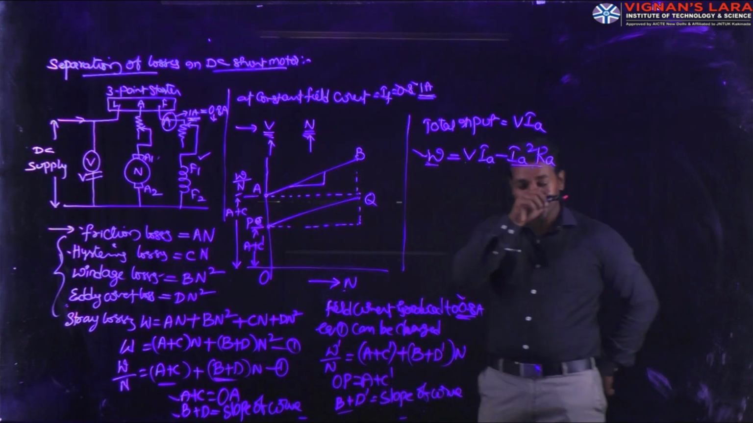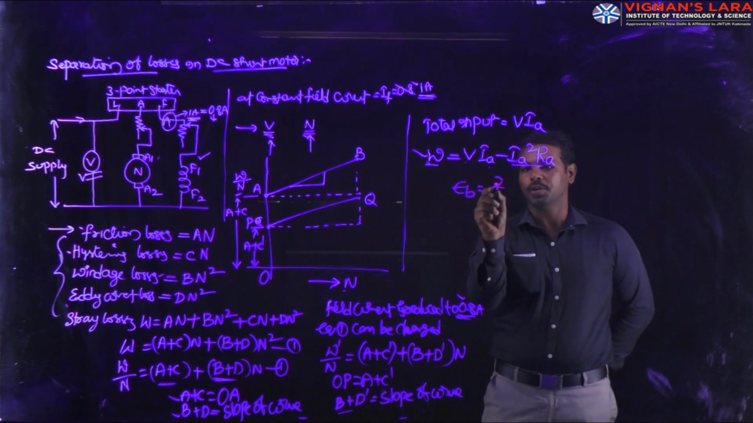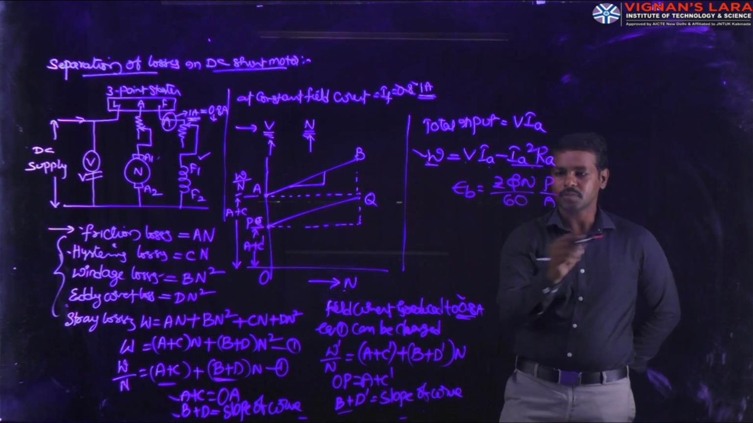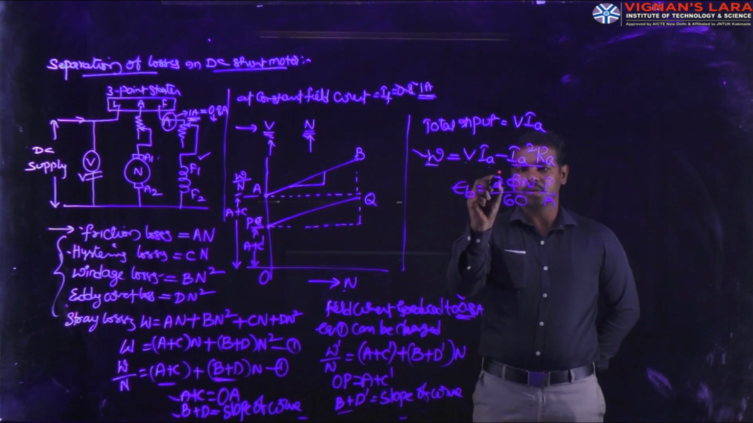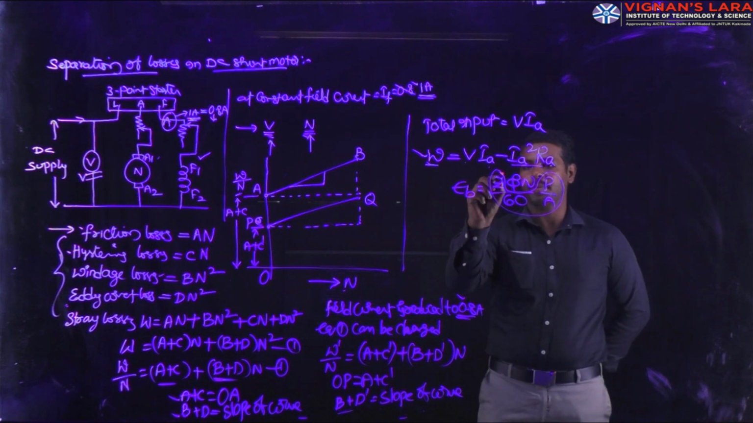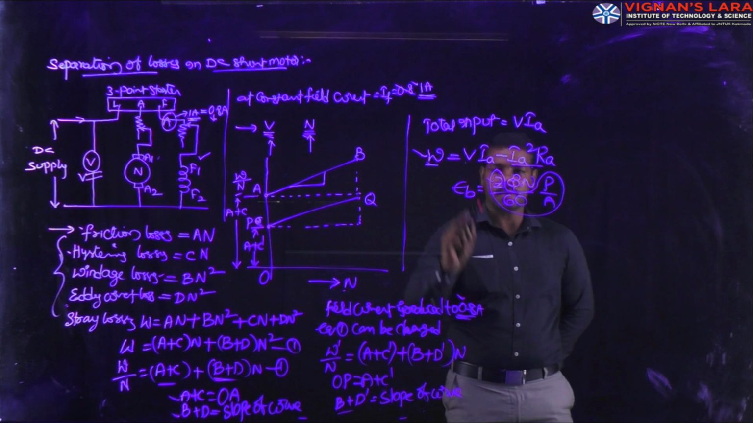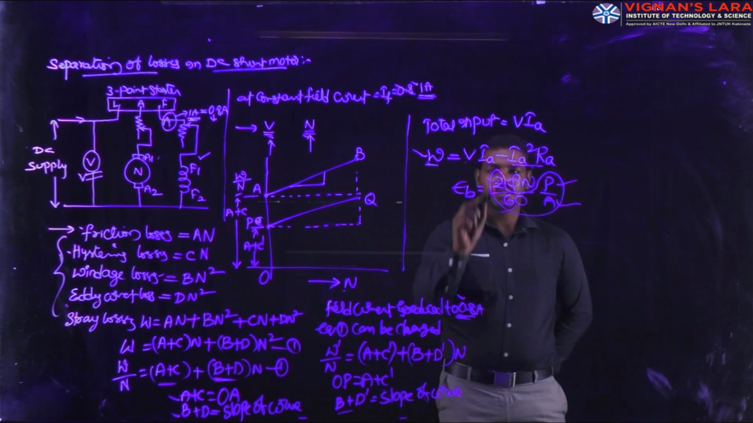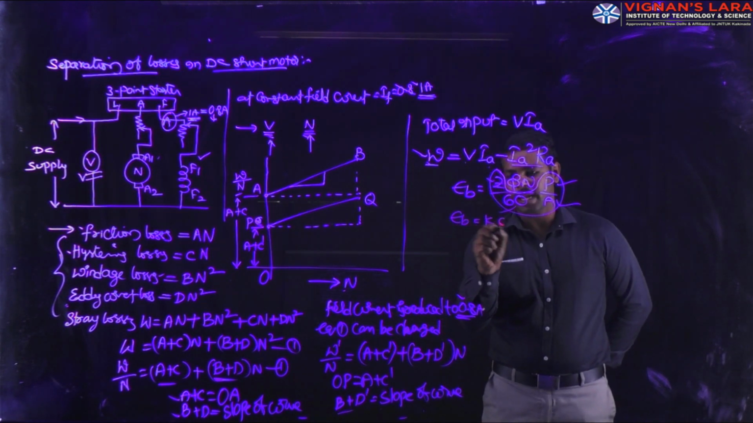Already we know the back EMF equation of a DC shunt motor: EB is equal to Z phi N by 60 into P divided by A. This is the general equation of a DC motor, which equals phi Z N P divided by 60 A. These parameters must be constant because after designing the motor, the total number of conductors, number of poles, and number of parallel paths are fixed. That's why EB is equal to K into phi N.